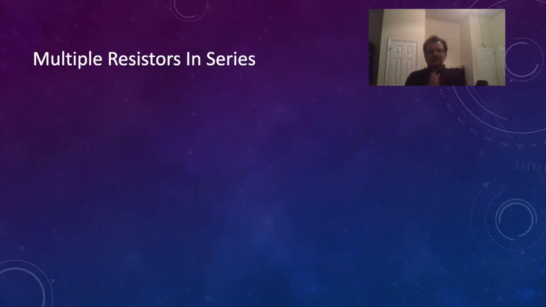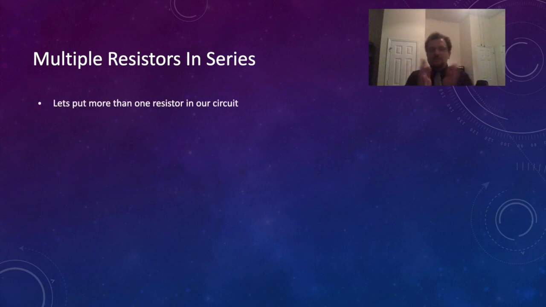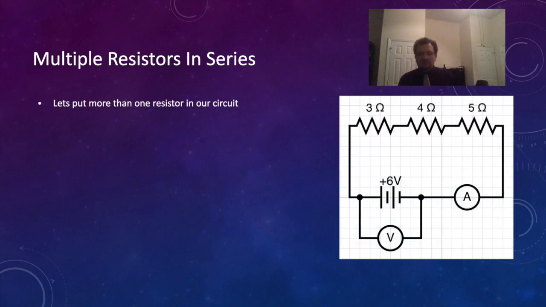All right, so now let's talk about putting multiple resistors in series. So we're going to put multiple resistors in a circuit and we're going to wire them in series. So we now have a circuit that has multiple resistors. And I've got 3 resistors here, a 3 ohm, a 4 ohm, and a 5 ohm. So these are laughably small resistors, but they happen to make the math work out for the example that we're going to do, so we'll deal with these very low resistance resistors.